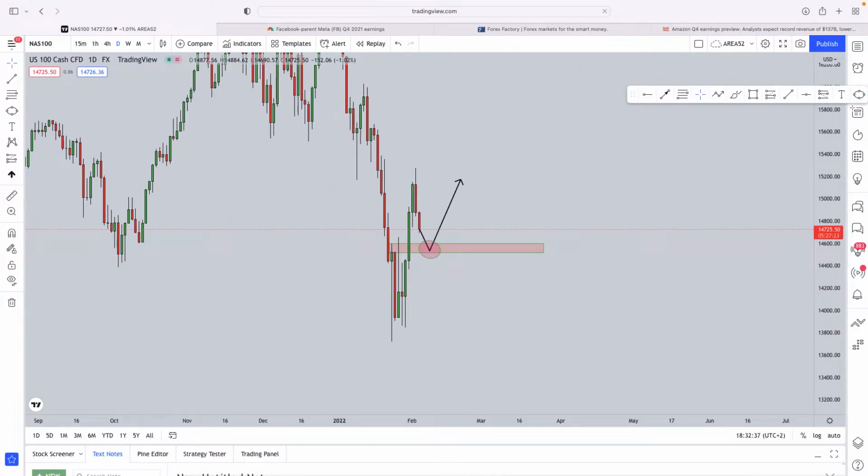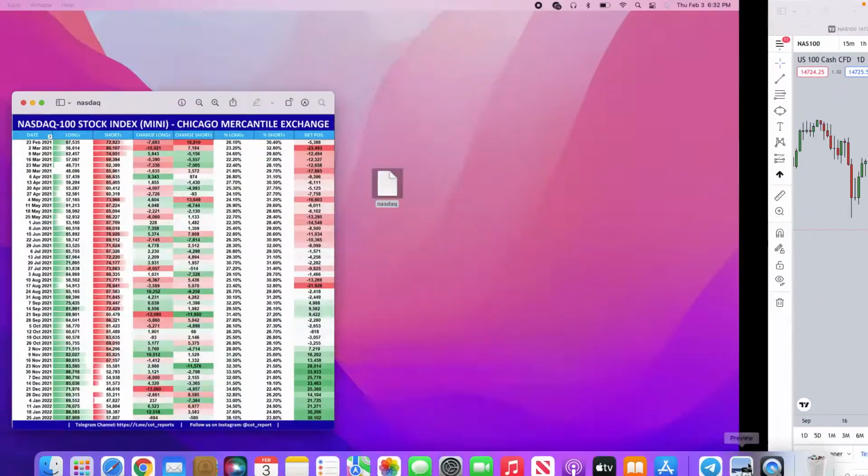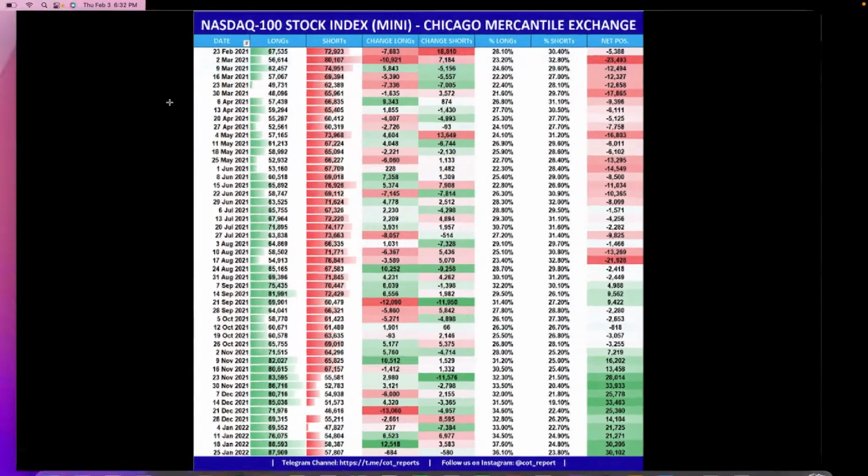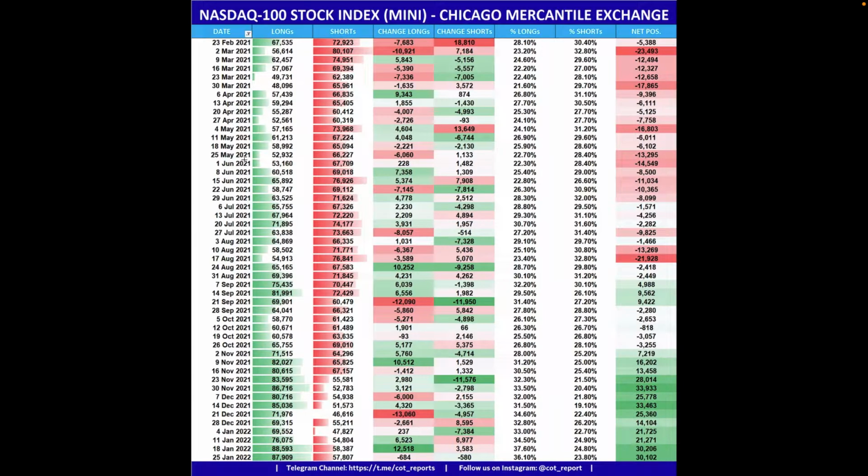Now, if we go over and look at some order flow data, so the commitment of traders, so what the big banks, hedge funds and institutions are doing, we can see, based on last week's report.